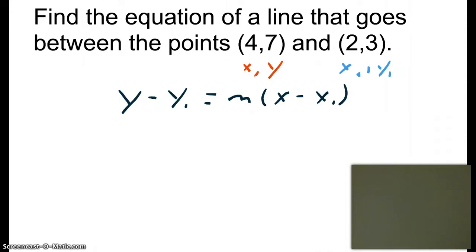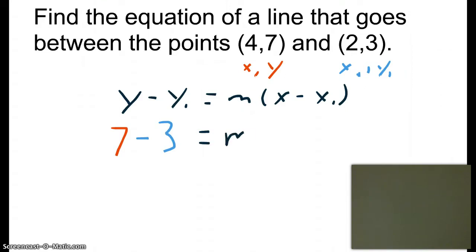Alright? So, in this case, we're going to take x, y and just plug in. And then we're going to take x1, y1 and also plug in. I'm looking at my equation. I see y first. Based on what I did when I wrote out some things up here, I assigned the number 7 to be y. So I'm going to put 7 in for y. I know that y sub 1 is 3. So I put minus 3.